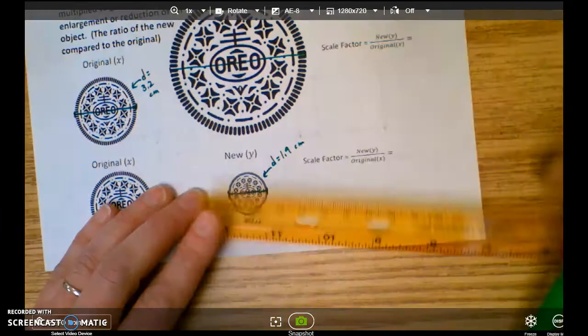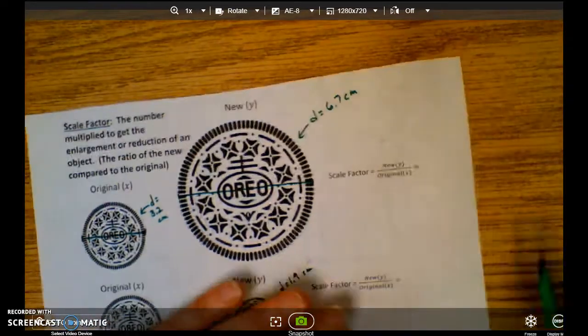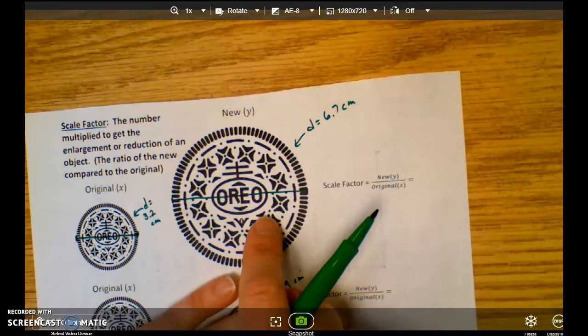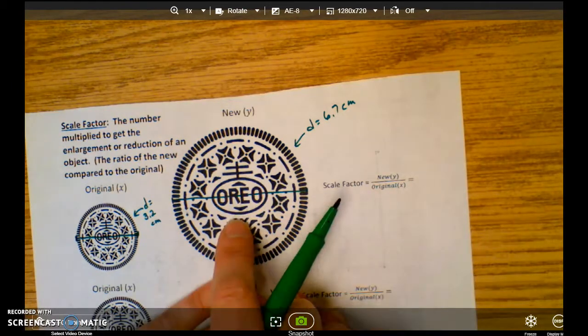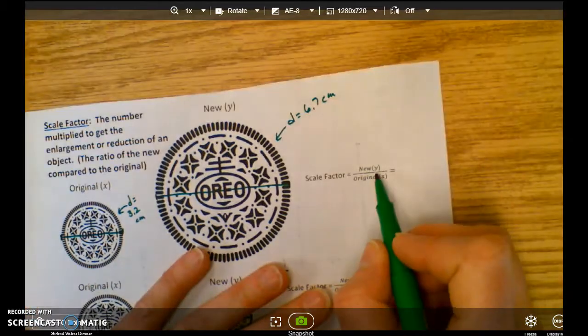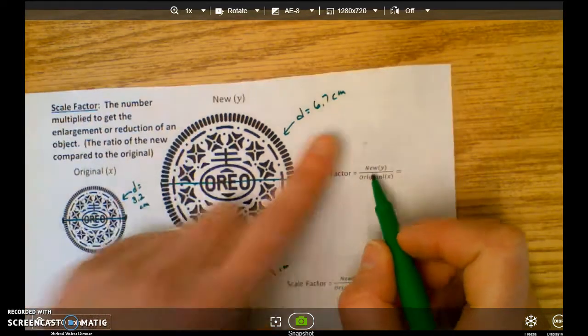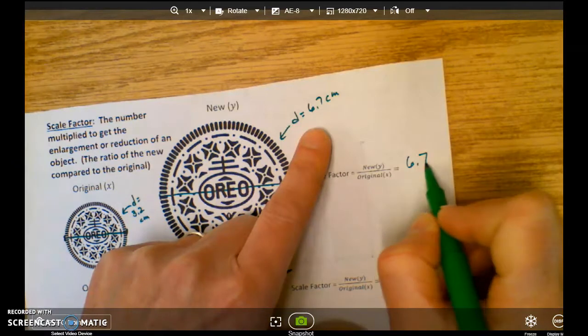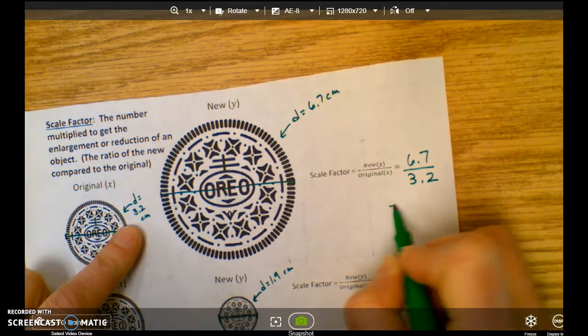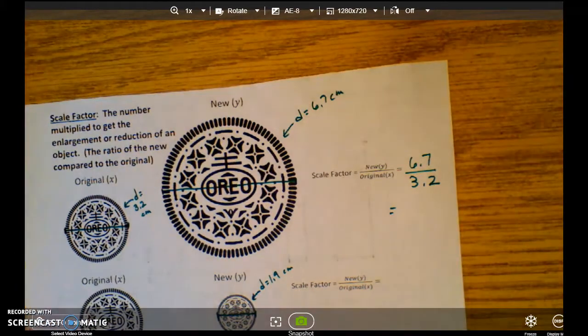So now that we have all of our measurements, we can find the scale factor. What was the amount they multiplied by to make this big Oreo? I'm going to guess it's about double the size, especially looking at my numbers, but I don't think it's exactly double. So let's do the actual calculation. My new Oreo's diameter is 6.7. My old Oreo's diameter is 3.2. We'll grab our calculator.